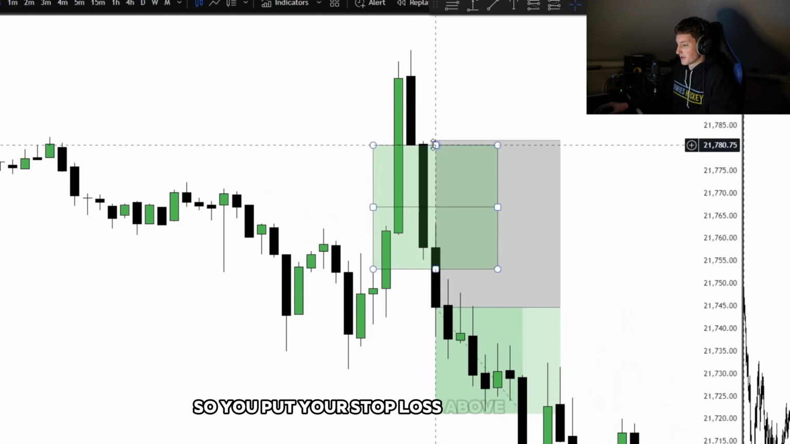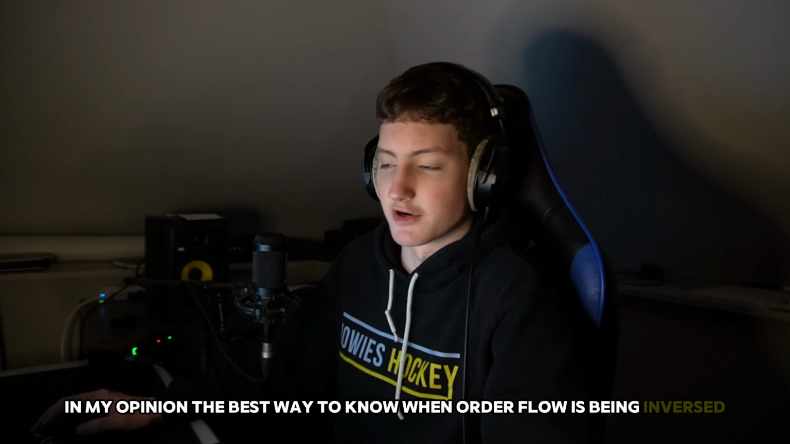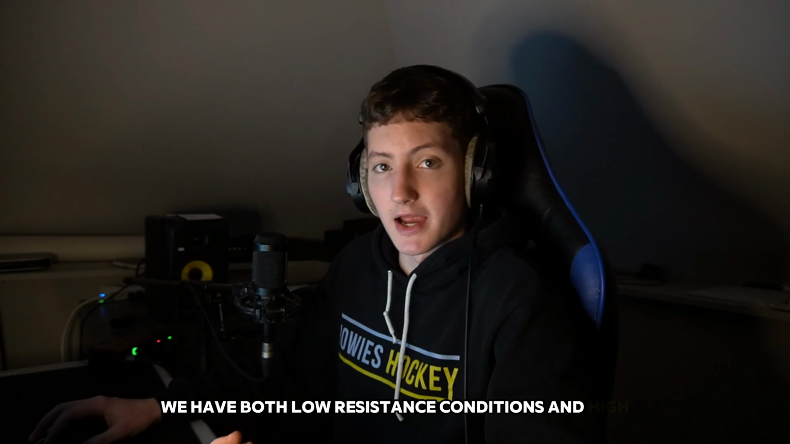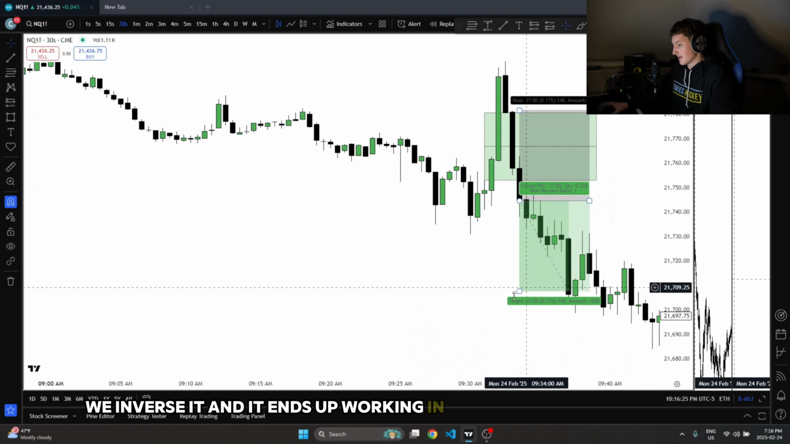So you can put your stop loss above, like I said, and I kind of explained how the inverse fair value gap is probably, in my opinion, the best way to know when order flow is being inversed, because fair value gaps are the most principal definition of order flow. We have big bullish momentum. When we have bullish momentum, we have both low resistance conditions and high bullish volume in the market. And then swiftly, what happens? Boom, bearish candle, we inverse it. And it ends up working in my favor and I make money.